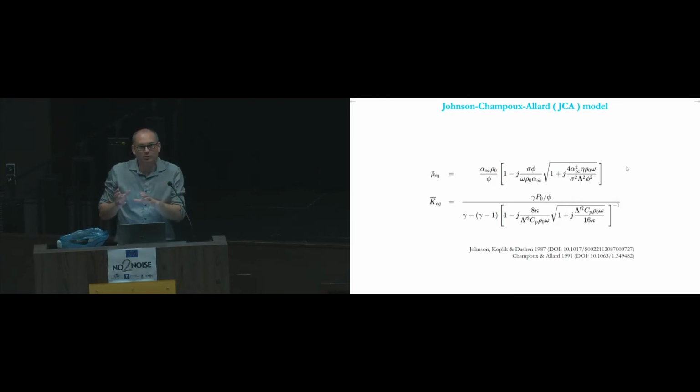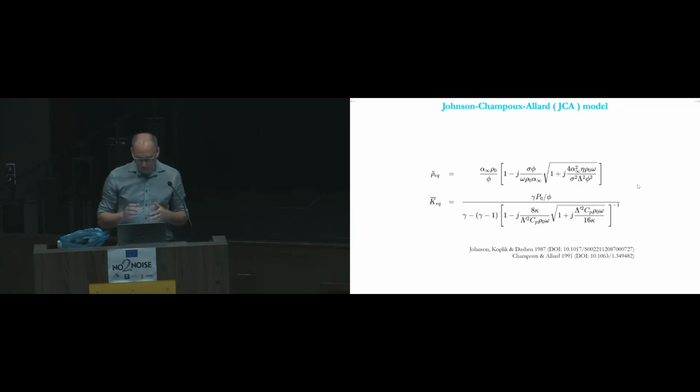You compute your value of these parameters for your geometry, or you get them from measurements, and then you use this function, where here we can find the function f, and you get the mass density for all the frequency range. So this was the work by Johnson, Koplik, and Dashen.